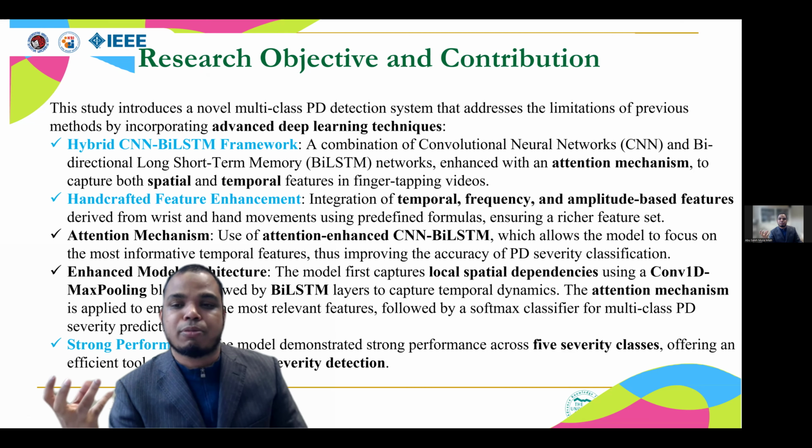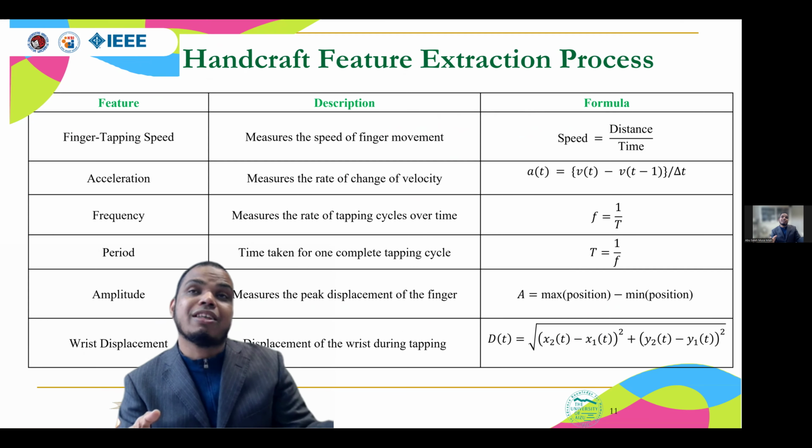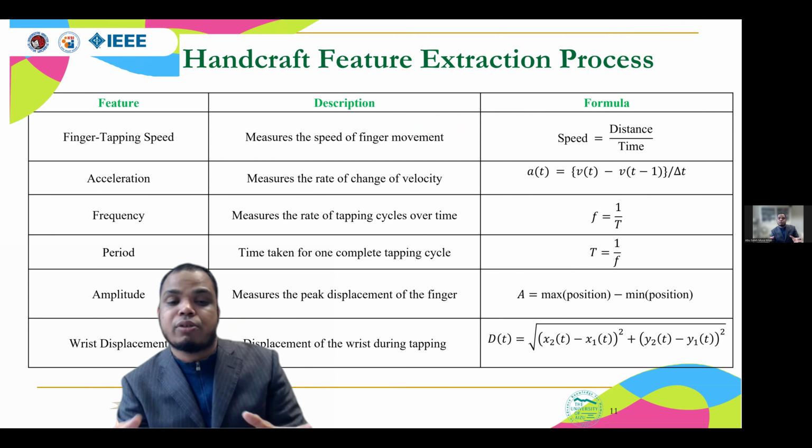After extracting the key points, we reduced the noise, interpolated the missing values, and segmented the clean segments using mathematical formulas. These are the handcrafted features we extracted: finger tapping speed, acceleration, frequency, period, amplitude, and displacement of the first, second, and third quartiles. We followed previous researchers who extracted these features, and we also try to enhance them. Here we extracted 57 handcrafted features.